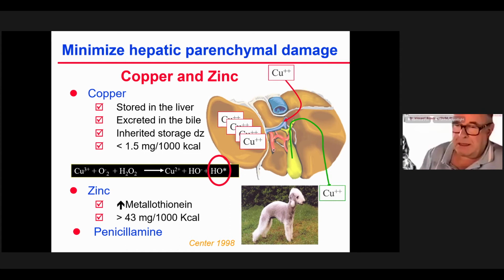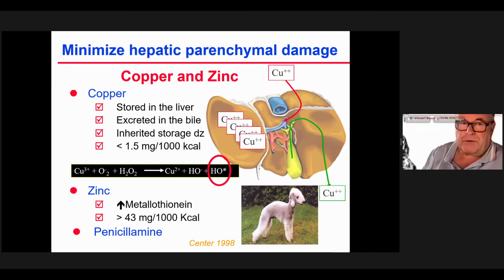Zinc can be a tool against that accumulation of copper because zinc in the wall of the small intestine will promote the synthesis of another protein that will chelate copper, the metallothionein. So the copper, when it gets into the enterocyte, will be bound by that metallothionein and will not be released. So it will not be absorbed. And as you know, the turnover of cells in the gut is quite rapid. And so this copper will end up in the lumen again and in the feces.